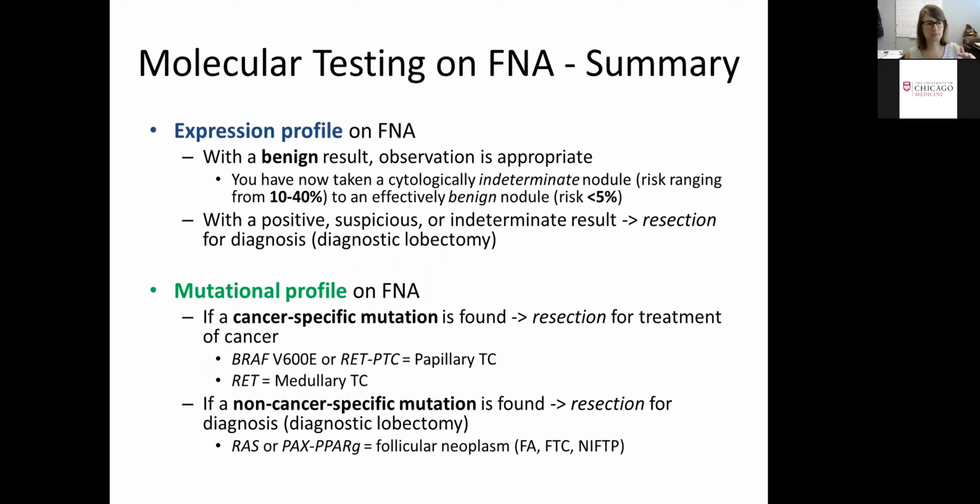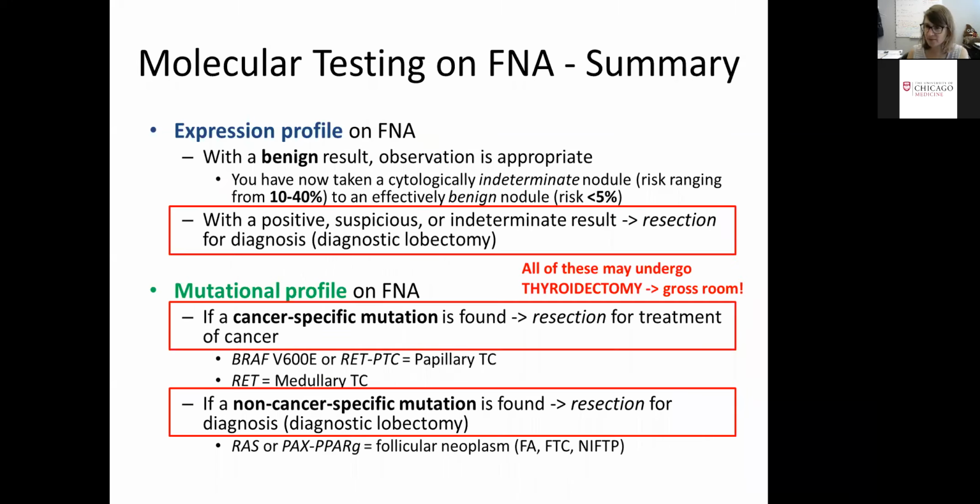With a positive, suspicious, or indeterminate result, these patients will likely still undergo diagnostic lobectomy. Then look at the mutational profile, right? If a cancer-specific mutation is found, these people undergo resection for cancer. If a non-cancer specific mutation is found, but a neoplasm-specific mutation is found, like RAS, these will still undergo diagnostic lobectomy, right? So all of these that I've highlighted, you're going to see in the gross room.